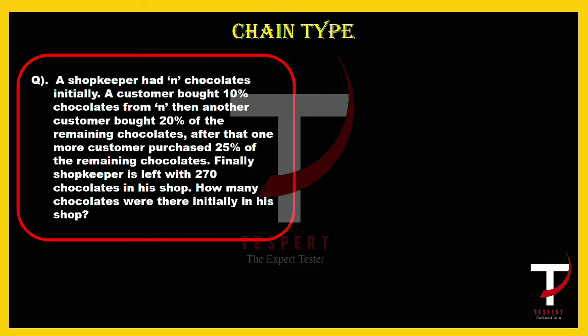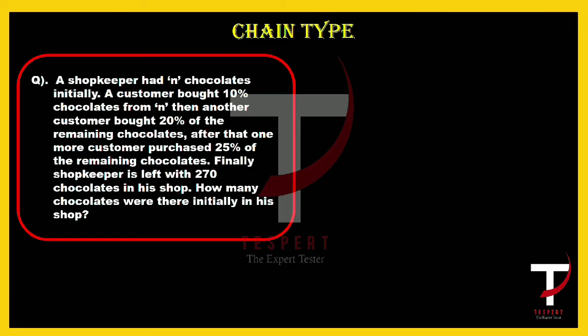A shopkeeper had n chocolates initially. A customer bought 10% chocolates from n, then another customer bought 20% of the remaining chocolates. After that, one more customer purchased 25% of the remaining chocolates. Finally, the shopkeeper is left with 270 chocolates in his shop. How many chocolates were there initially in his shop?